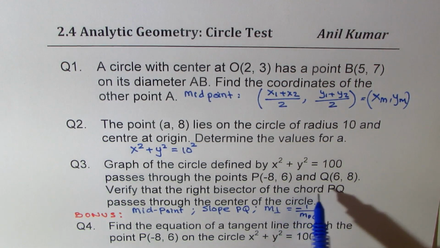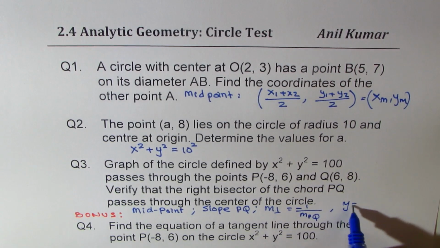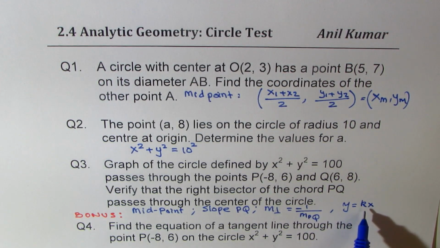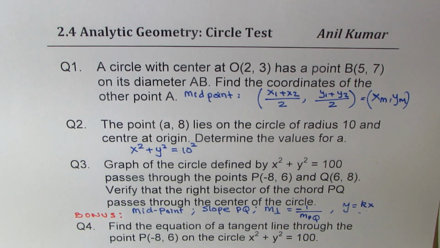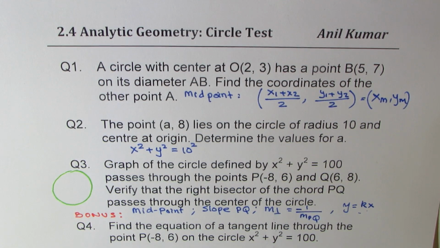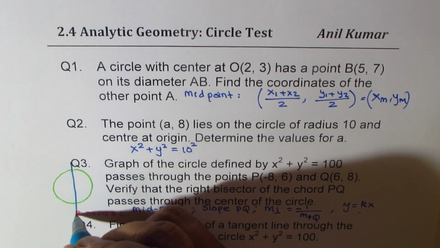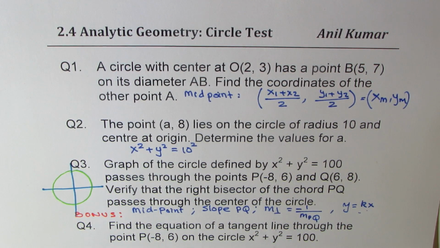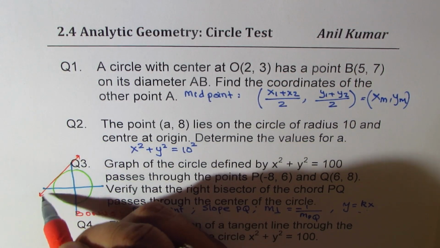So if it is going through origin, you will get the equation as y equals to kx. That is the equation which will go through origin, right? When x is 0, y will be 0. Question number 4. Find the equation of tangent line through the point P(-8, 6) on this circle. So basically the idea here is that, let me sketch and explain the concept. If I have a circle here, and we have taken the same circle in 3 of our questions. Let us say this is a circle and that's the point. So that's the tangent, right?